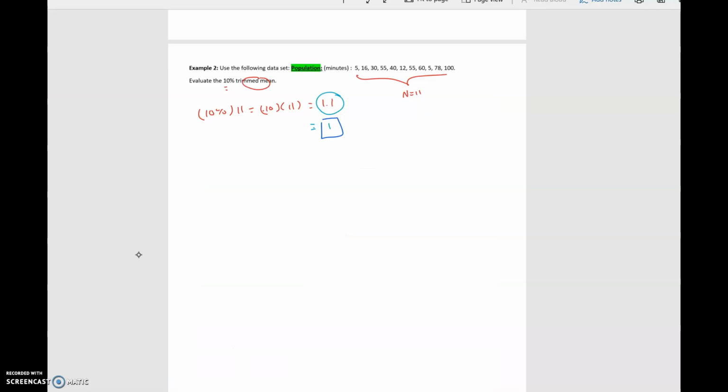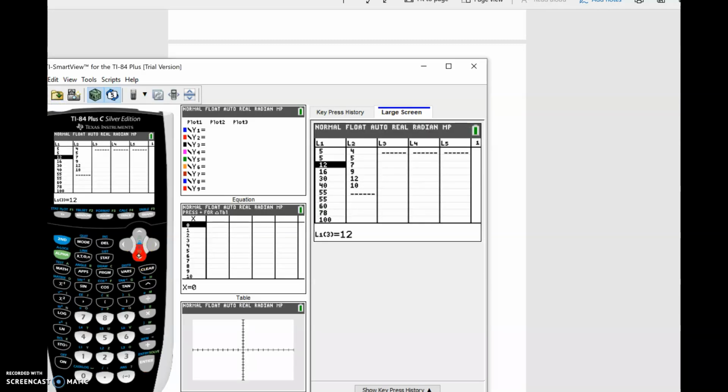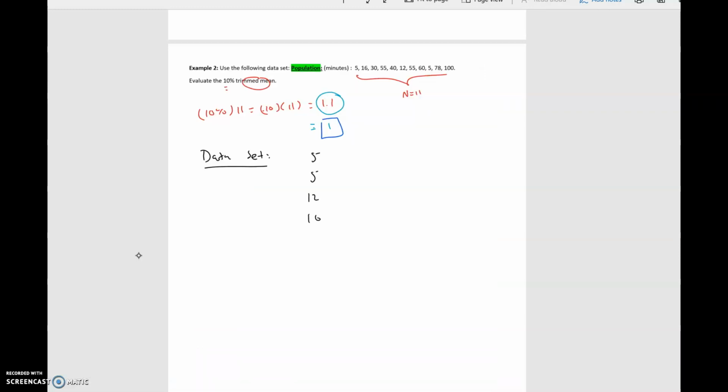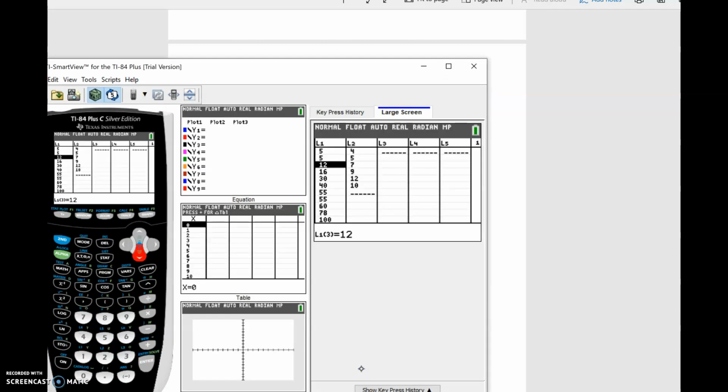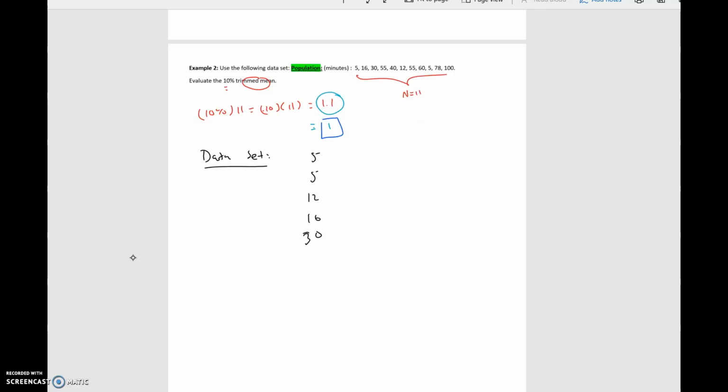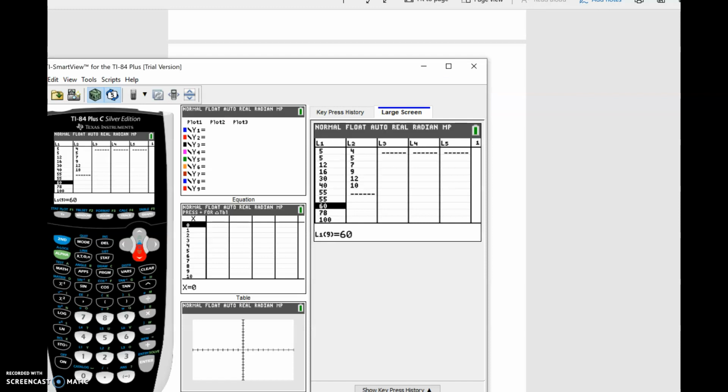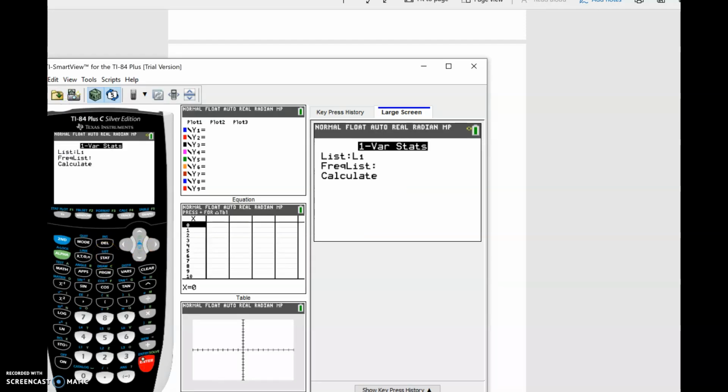So the data set is a 5 followed by a 5, then 12, 16, 30, 40, 55, 55, 60, 78. And then the largest one that we had is 100. Let me just double check from the one variable stats that there are no errors in that portion. So 11 values, and our maximum happens to be 100.